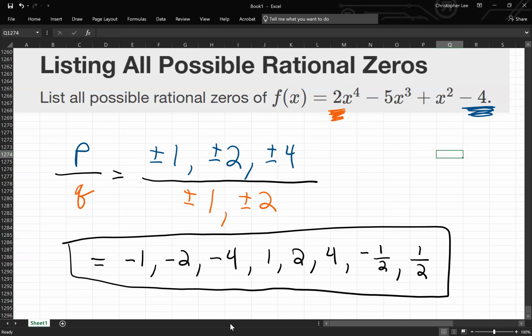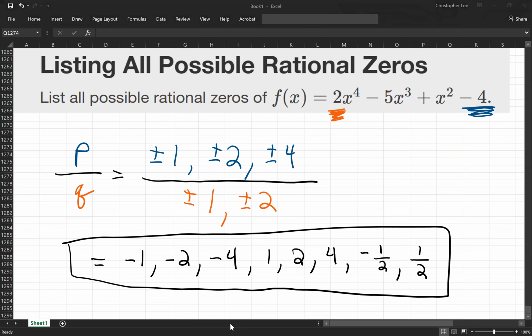So all of these are coordinates on this graph, and which one gives us 0? Exactly. So that's another way to do it.